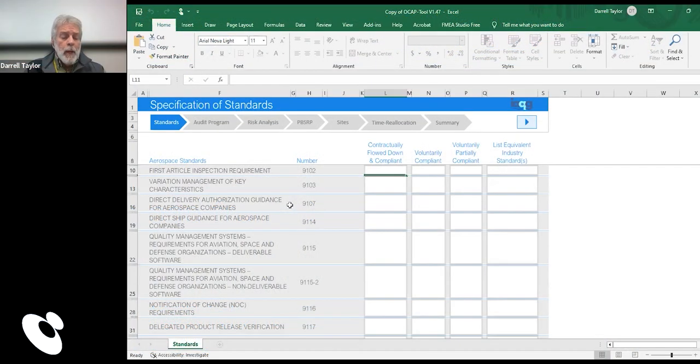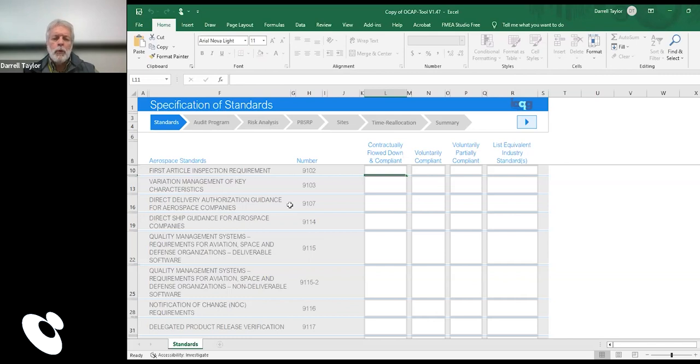Let me give you a couple of hints. If you go to the OASIS database, Dead Center, and I don't believe you need to be signed in or anything. Dead Center, there's a hyperlink to 9104/1 changes. You click on that hyperlink, it'll take you into a separate file, and in that file, there is this tool called the OCAP tool, version 1.47. That is the most current tool that's out there.